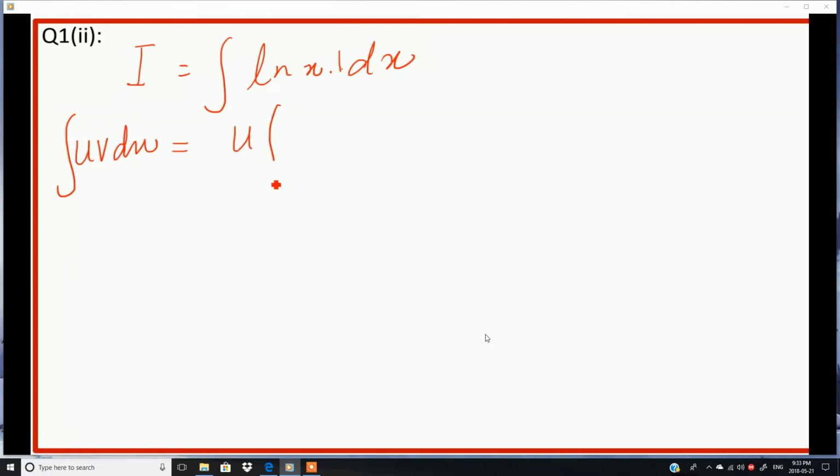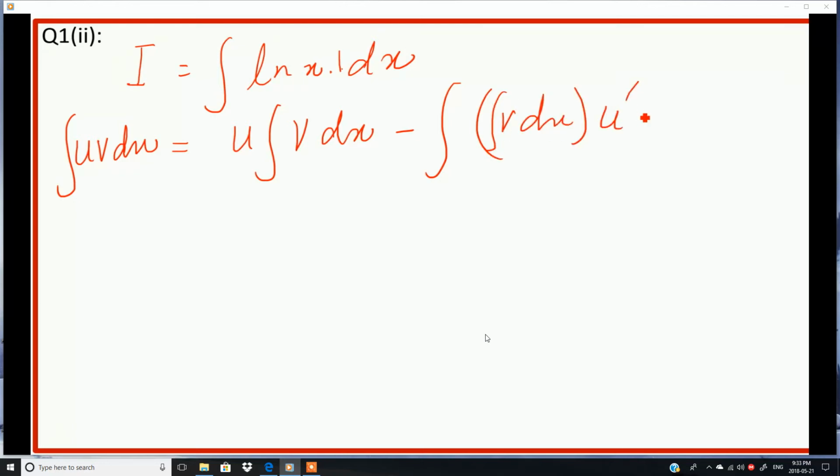How will we expand this formula? It is u times the integral of v dx, minus the integral of the same, whatever we have written here, one more integral, and then u prime dx. So see here, in this case we will consider u equal to natural log of x, and v equal to 1. Why I say that v is equal to 1, not u is equal to 1, I will show you when we solve the problem.